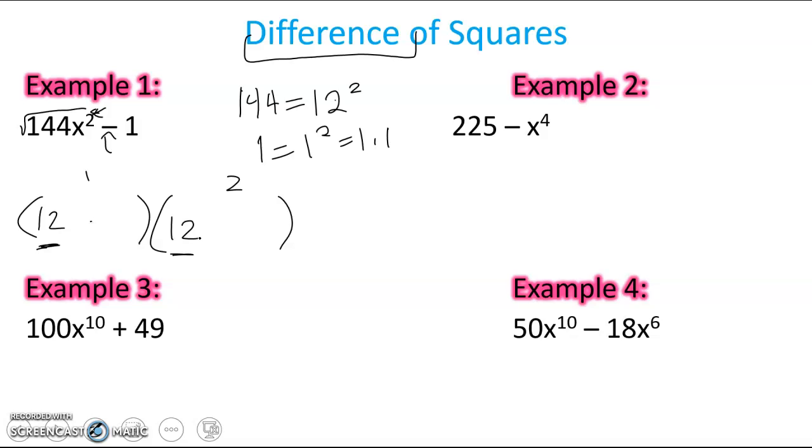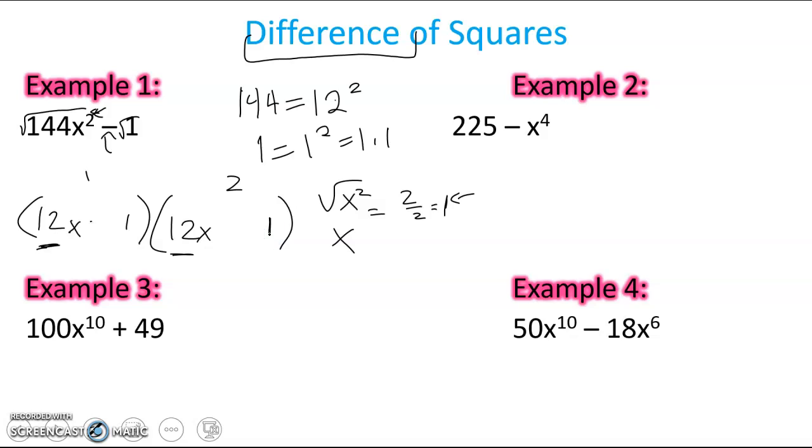Now we still have the x attached to it. What is the square root of x squared? A rule to know about this is that if you have an even exponent and you take the square root, just take the exponent divided by 2, and this is the new exponent after you take it out of the square root. So we know that the square root of x squared is just x. So I'm going to write 12x next to that. All right, so I'm done with the 144x squared. Now I move on to the 1. I take the square root of 1, and that's just 1. And again, I write that in both of my terms, okay?